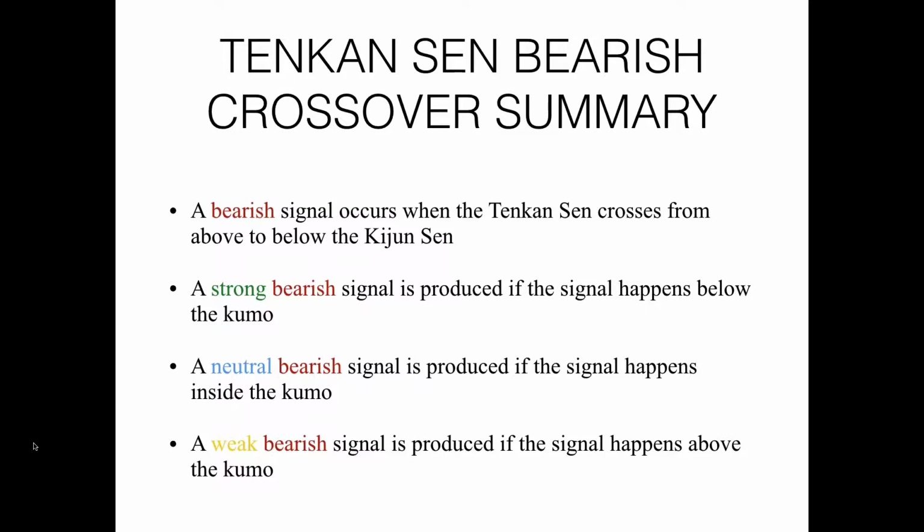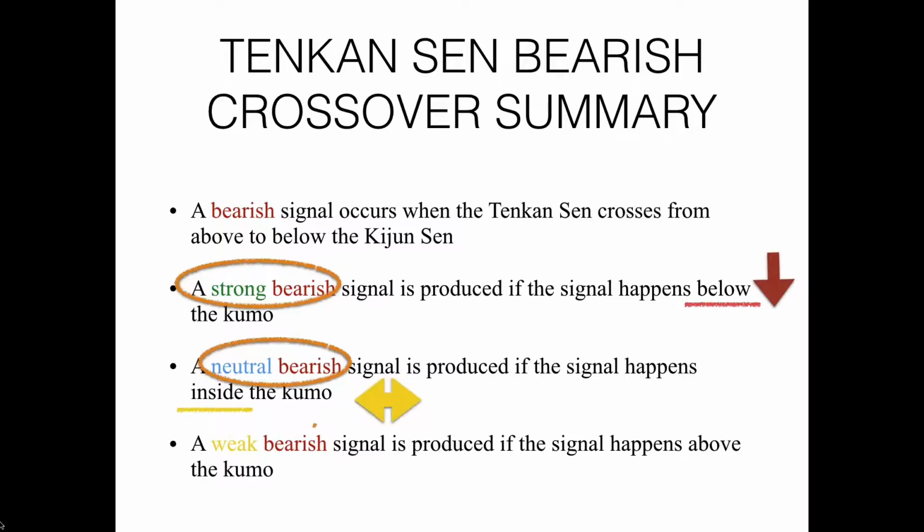Now to summarize, a bearish signal occurs when the Tenkan-sen crosses from above to below the Kijun-sen. A strong bearish signal is produced if the signal happens below the Kumo. A neutral bearish signal is produced if the signal happens inside the Kumo. A weak bearish signal is produced if the signal happens above the Kumo.